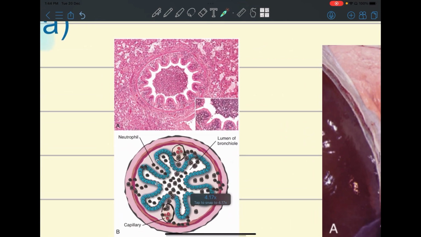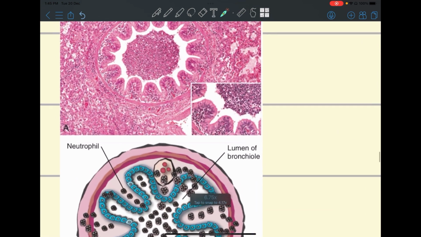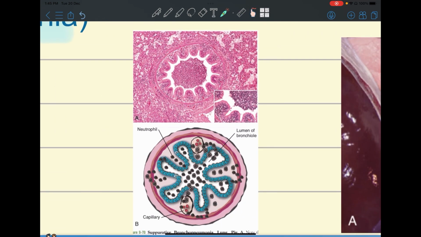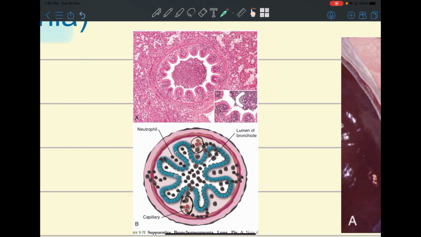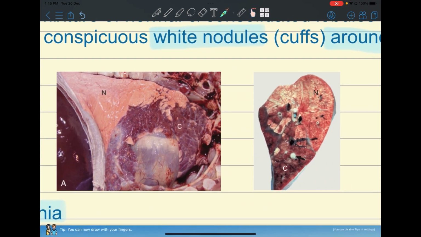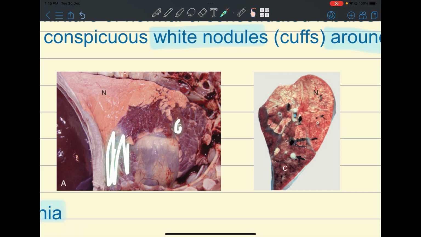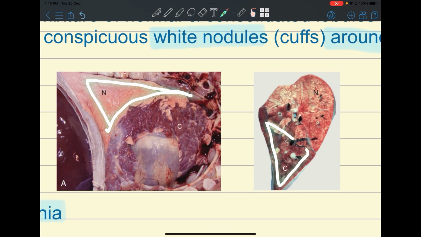This is a microscopic picture of the bronchiole, and you can see these neutrophils. There is this accumulation of neutrophils, and this is the exudate. In this diagram, you can see this is the capillary, through which the neutrophils are migrating towards the lumen. Grossly, you can see this C is the consolidated region. All this region is consolidated while this region is normal. In this cross section, you can see this is the consolidated region and this is normal.